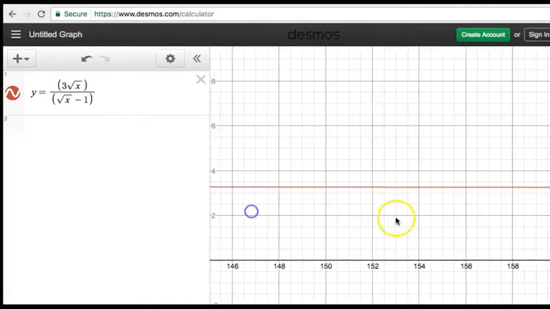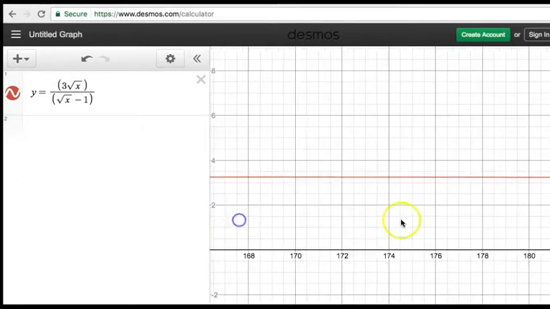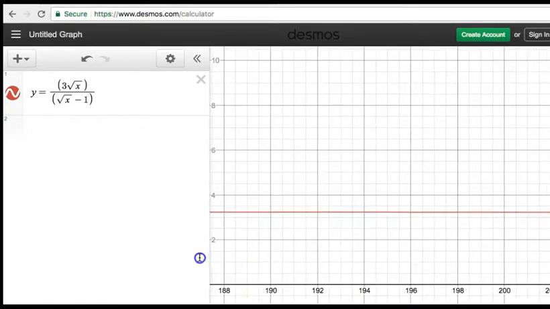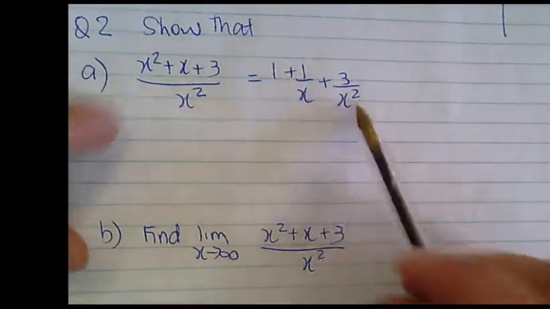Can you see? All right, it's getting there. We're already up to 168. Well, there's 200, and it's approaching 3. 3's down here. All right? No, it'll never meet it. Okay? I show that x squared plus x plus 3 over x squared equals that.